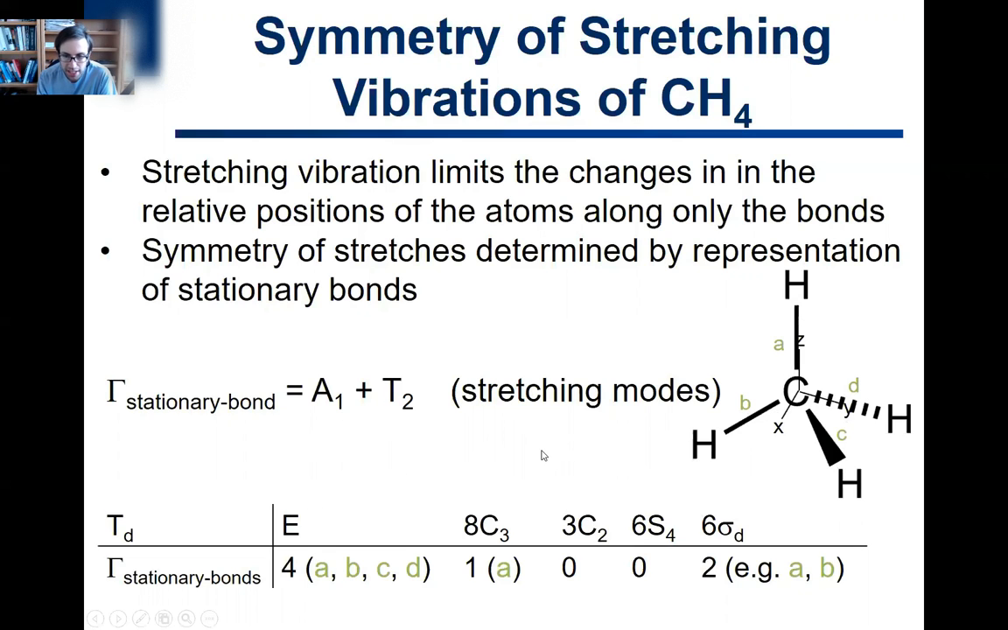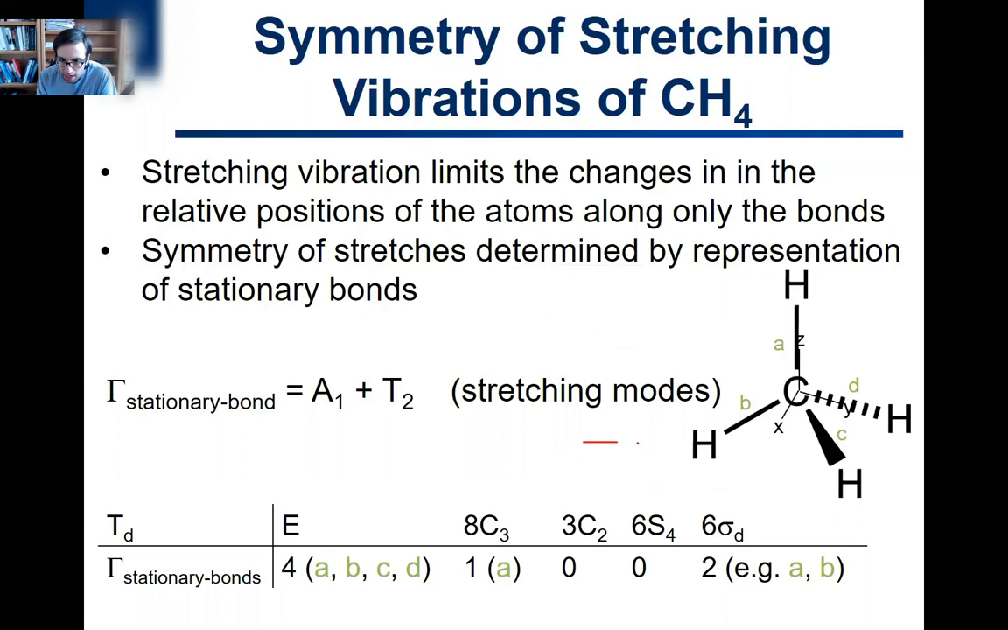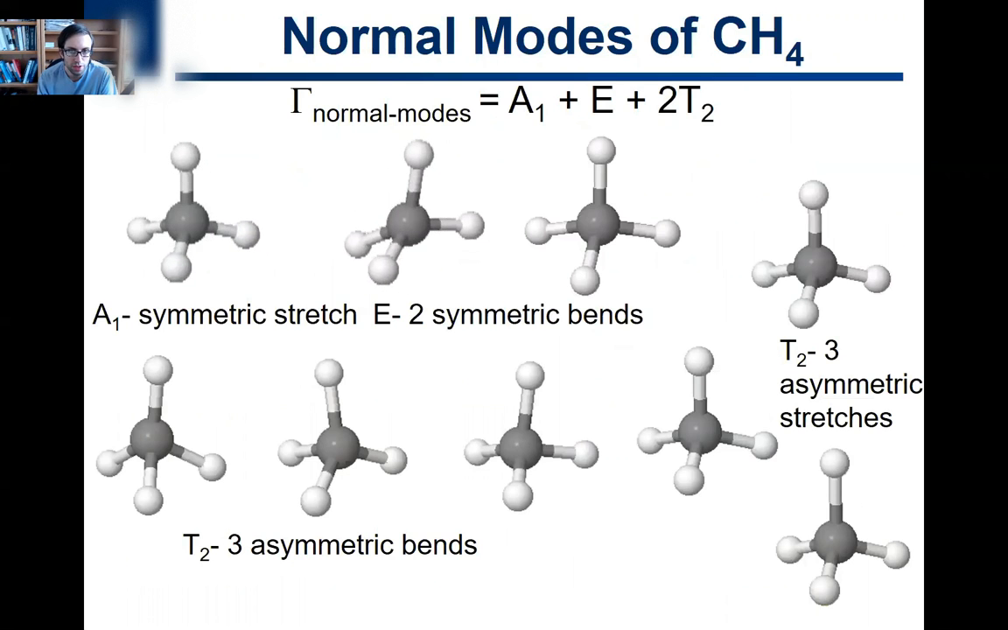And then sigma d. Again, the easiest one to visualize here is the mirror plane that contains the A and B bonds, and so that's going to be right here. I can extend the mirror plane a little bit here, and you can see that C and D are going to swap places, but bonds A and B are going to stay the same. So we have 4, 1, 0, 0, 2.